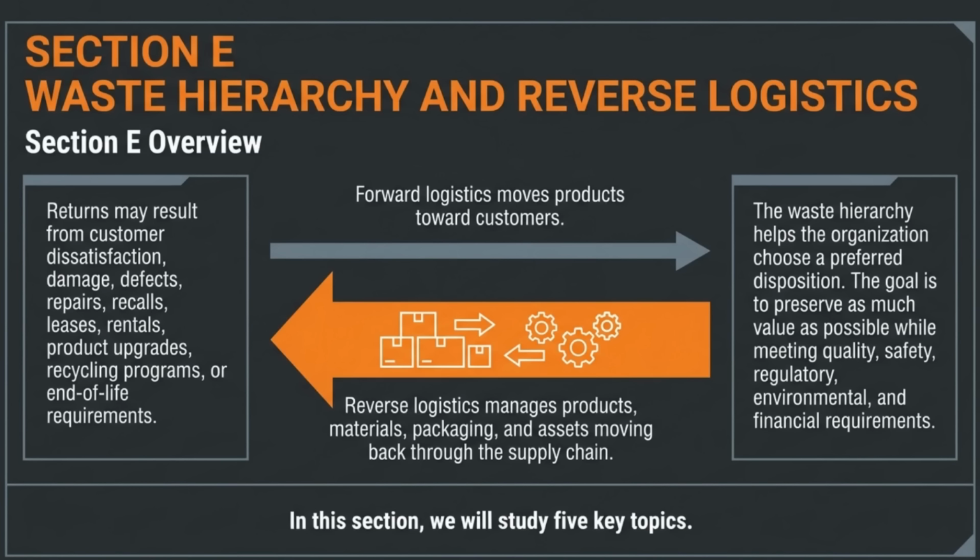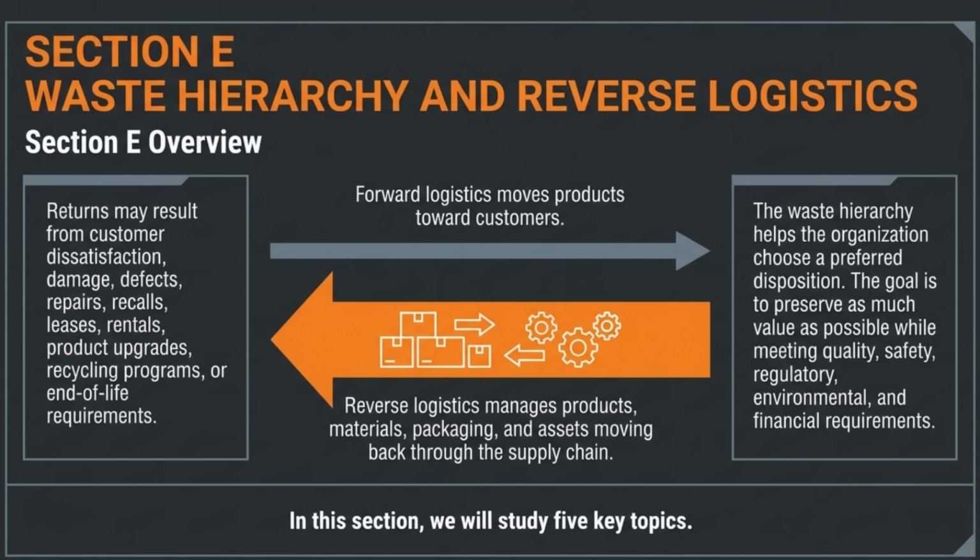Section E: Waste Hierarchy and Reverse Logistics. Section E Overview. Forward logistics moves products toward customers. Reverse logistics manages products, materials, packaging, and assets moving back through the supply chain. Returns may result from customer dissatisfaction, damage, defects, repairs, recalls, leases, rentals, product upgrades, recycling programs, or end-of-life requirements.